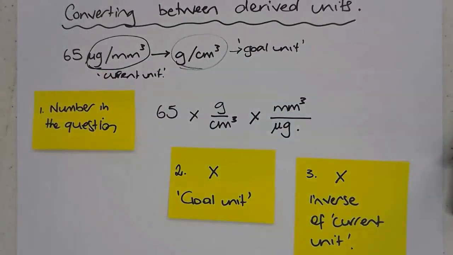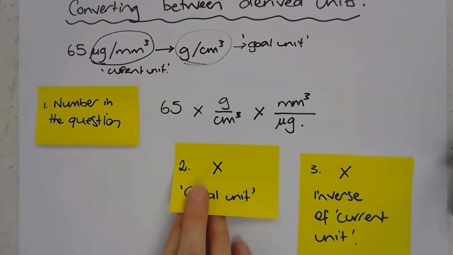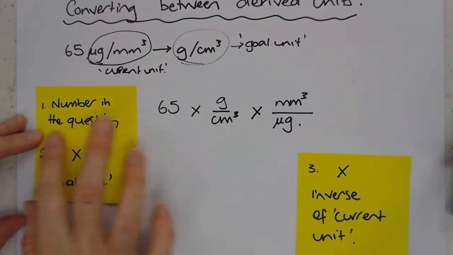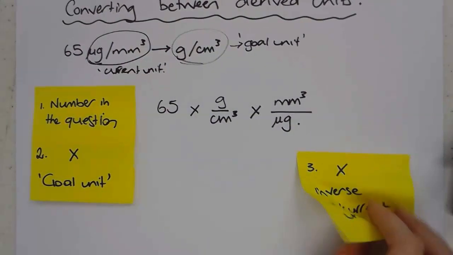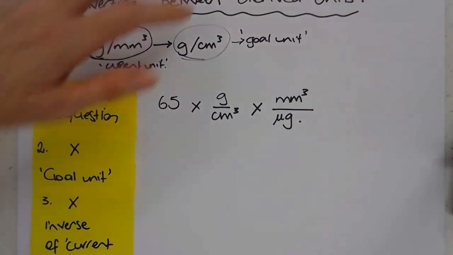I will say as well, there's a couple of different ways to do these types of questions, more than this way, but I find this is a pretty fail-safe way to get through these questions. So I'm just going to move these to the side. Number in the question, timesing by the goal unit, and then timesing by the inverse of the current unit.